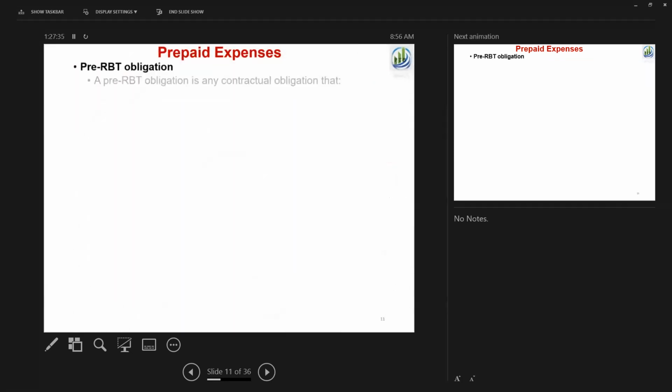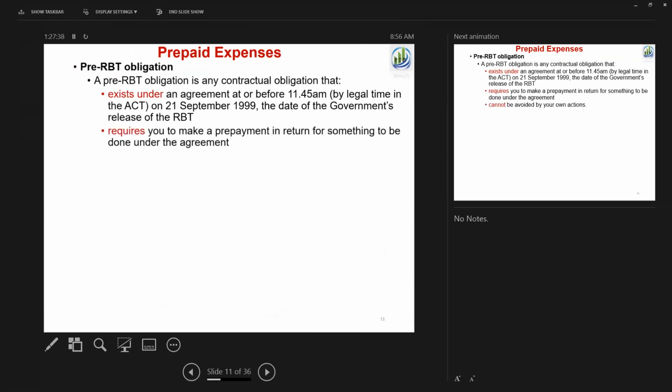So RP registration means, as I said previously, if you have an agreement before 21st of September 1999 that requires you to make the payment in return for something to be done under this agreement, that can be deductible. That's a prepaid expense, but very rare. Some payments come because somebody made the agreement before 21st of September 1999.